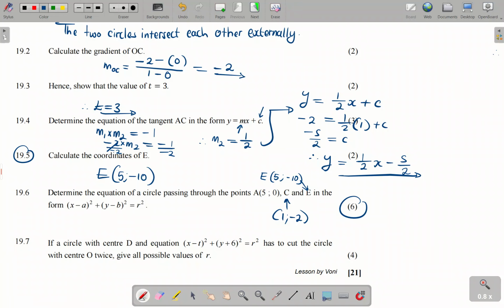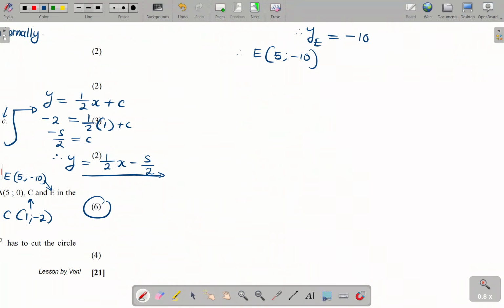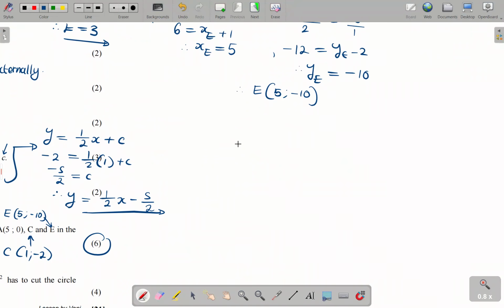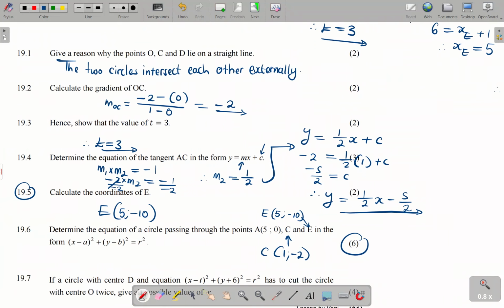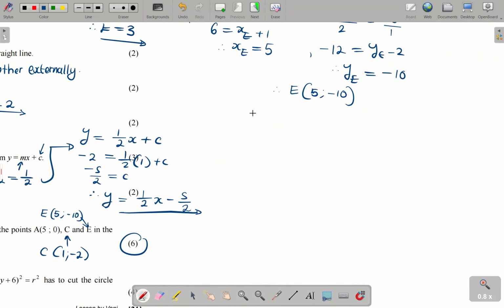Let's see. Determine the equation of a circle passing through these points. You have A, you have E, you have C. That's very simple. I always say that's very simple, right? So now let me first write and see what's happening there. It's starting to misbehave, this thing. Please, please, please.